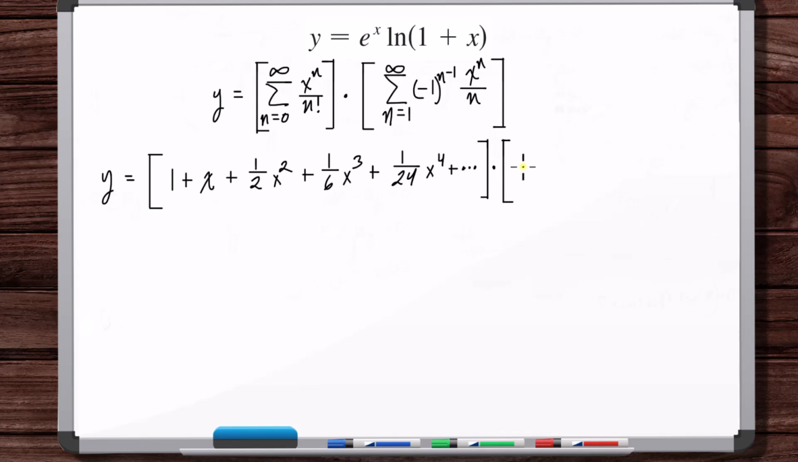okay, here n equals 1. This becomes positive, you just got x. N equals 2, this is negative, you've got 1/2 x squared. N equals 3, you've got 1/3 x cubed. N equals 4, 1/4 x to the fourth.